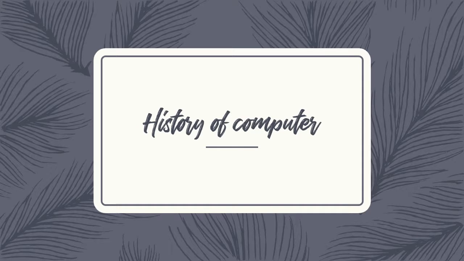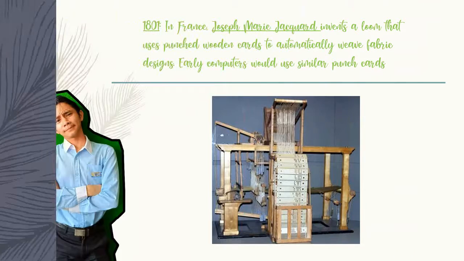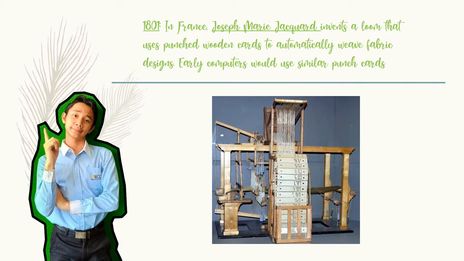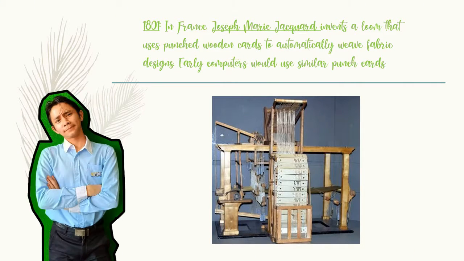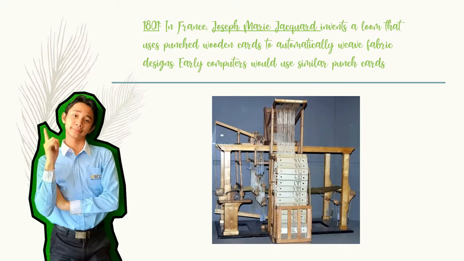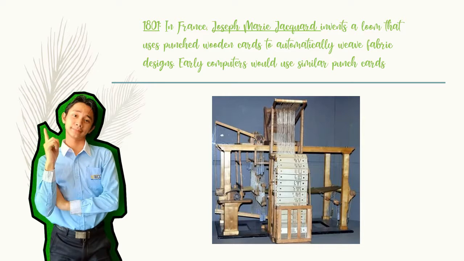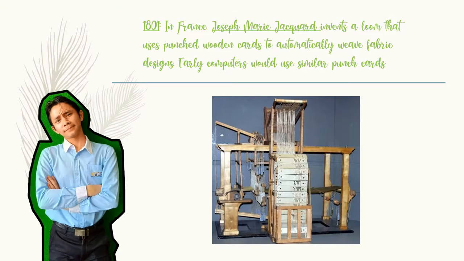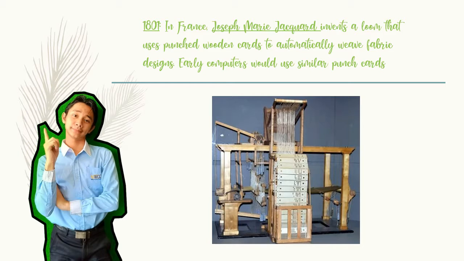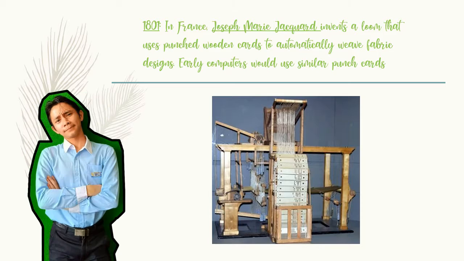So today, we're going to tackle the history of computers. In 1801, in France, Joseph-Marie Jacquard invents a loom that uses punched wooden cards to automatically weave fabric designs. Early computers would use similar punch cards. So, in this picture, you can see a machine that can punch wooden cards to automatically weave fabric designs.